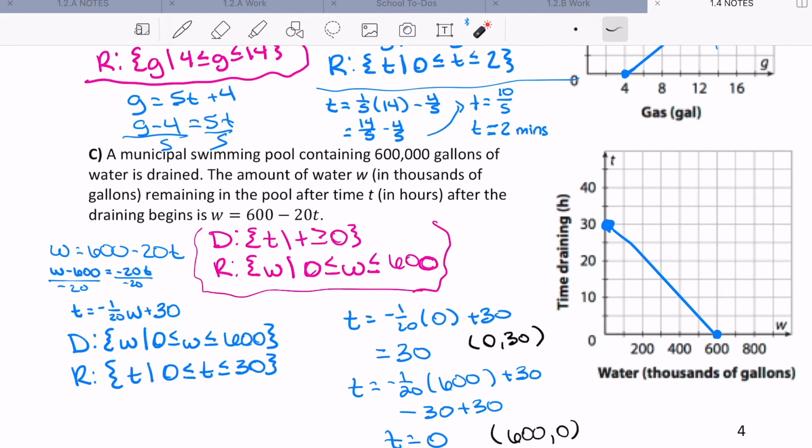All right, so looking at our graph, when we have 600,000 gallons, we are at 0. Remember, it is being drained. When we are at 0 gallons, it has taken 30 minutes to be drained. And I know this looks weird. Again, this is because it is an inverse function. It is a negative slope. We are draining the pool, we are taking out water, but our function is inverse, which means time is dependent on the amount of water there is.